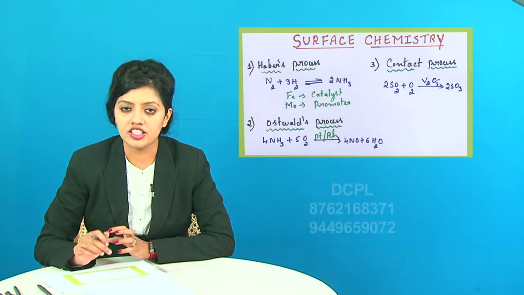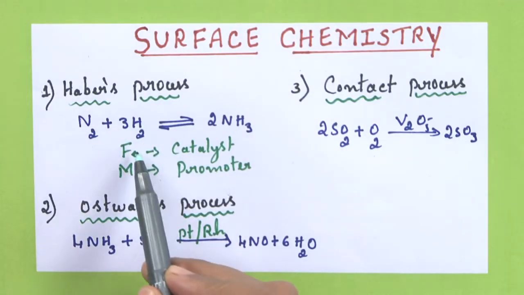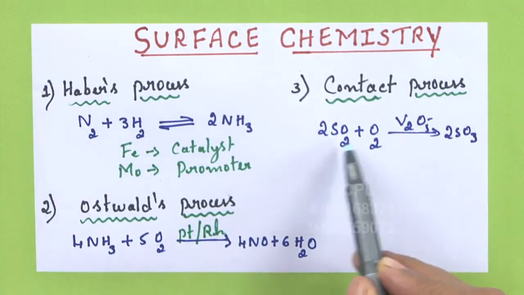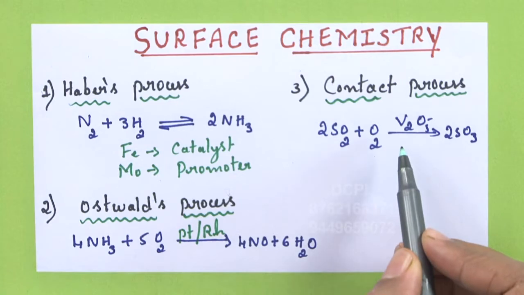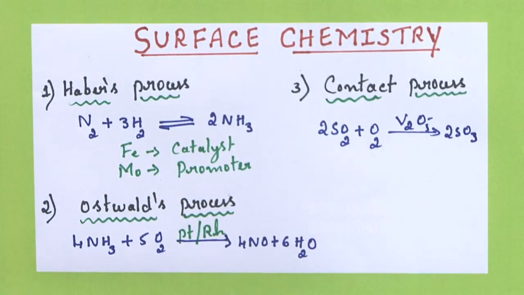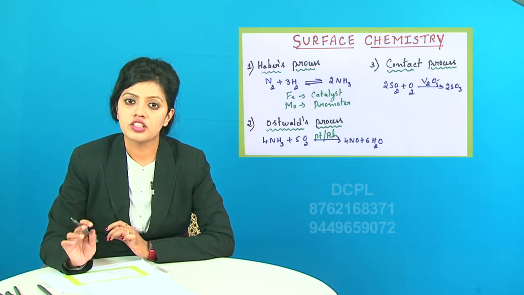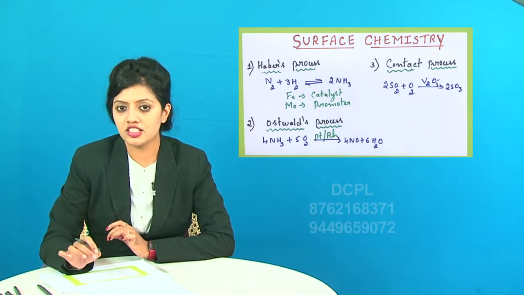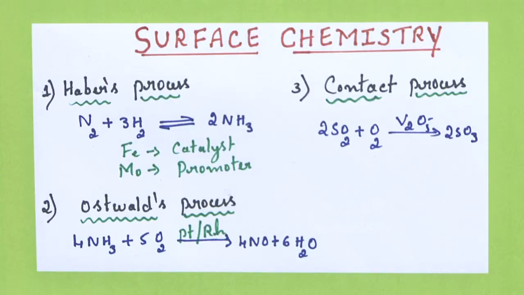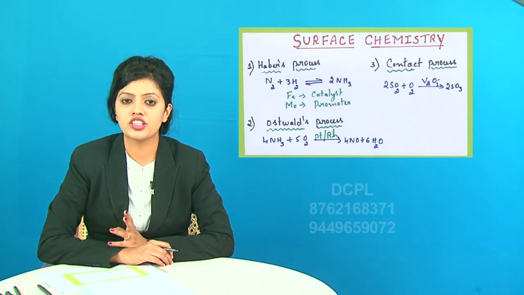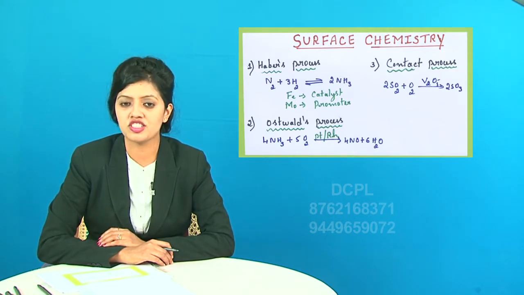All these are the examples of heterogeneous catalysis because the catalyst and the reactant are in 2 different phases. But when we look at this reaction, if we replace the vanadium pentoxide with nitric oxide, that is NO, then the reaction becomes the best example of homogeneous catalysis. And here ends the topic of catalysis. So in the next session, we will be learning about the colloids, which is the last part of the surface chemistry.